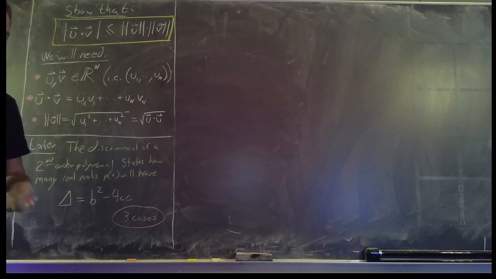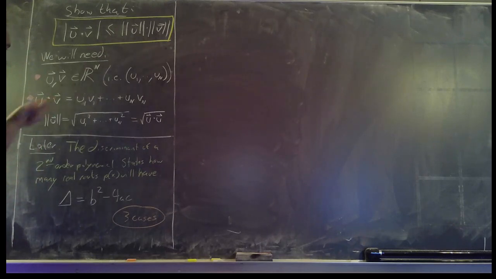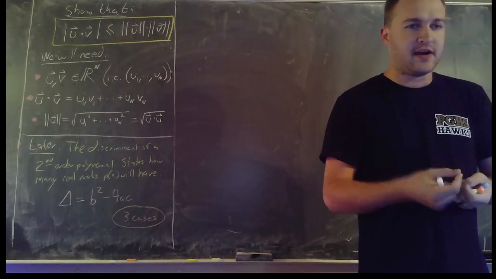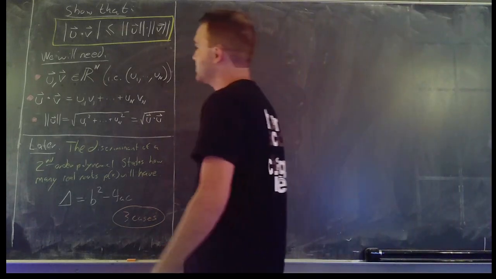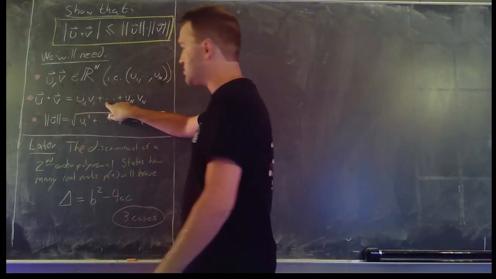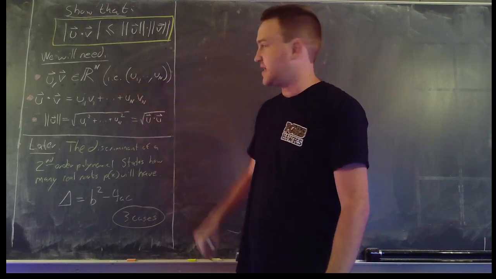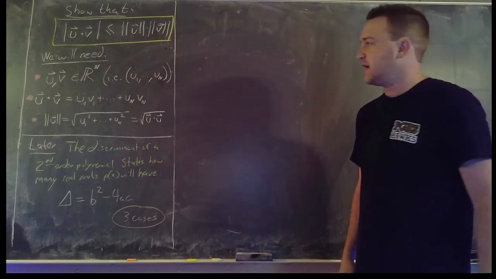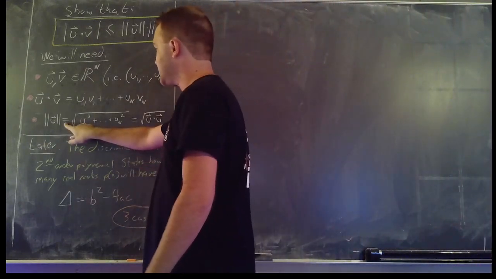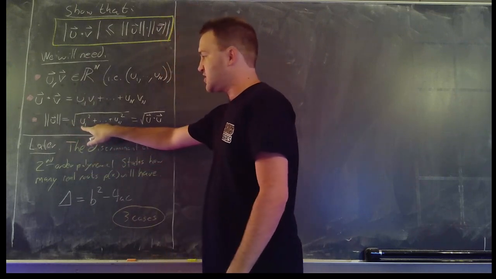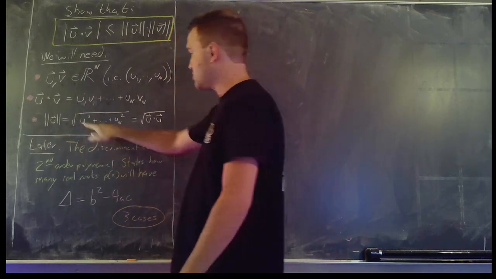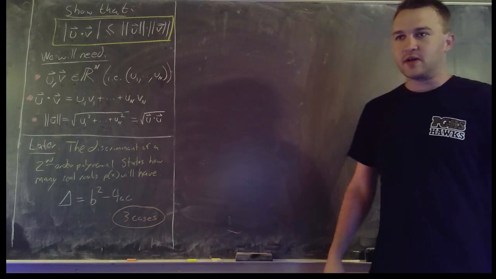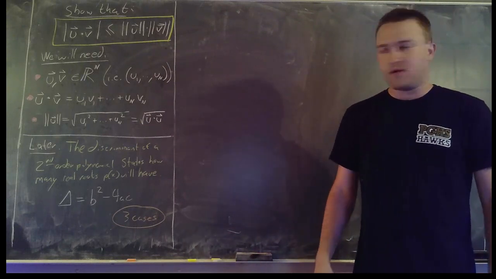Next, we need to know what the dot product says. The dot product u dot v is the elements of each vector multiplied together, and then we take the sum of those products. So we have u1 times v1 plus u2 times v2, all the way up to un times vn. And lastly, we need to know the length of a vector. The length of u is equal to the square root of each of the elements squared and then summed up. So u1 squared plus u2 squared, all the way up to un squared. In other words, it's the square root of u dotted with u.